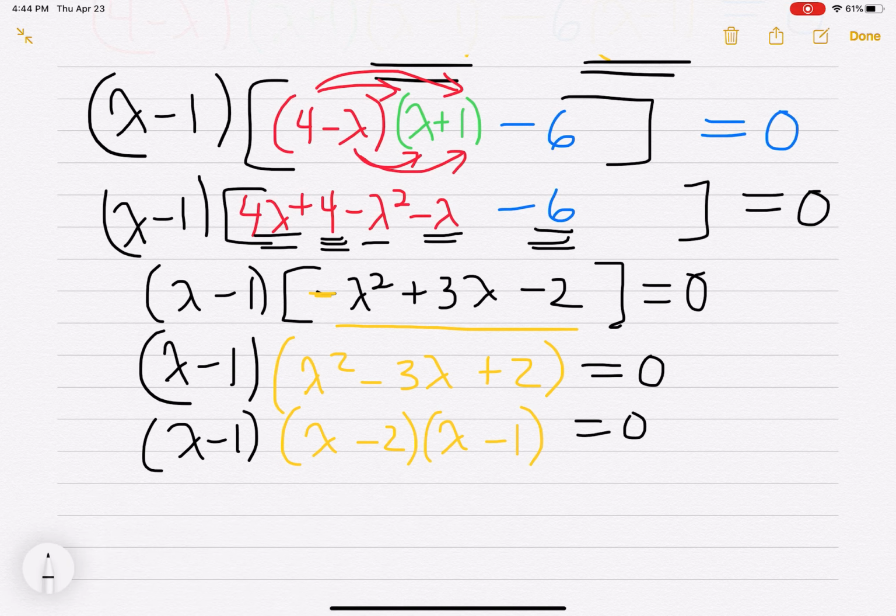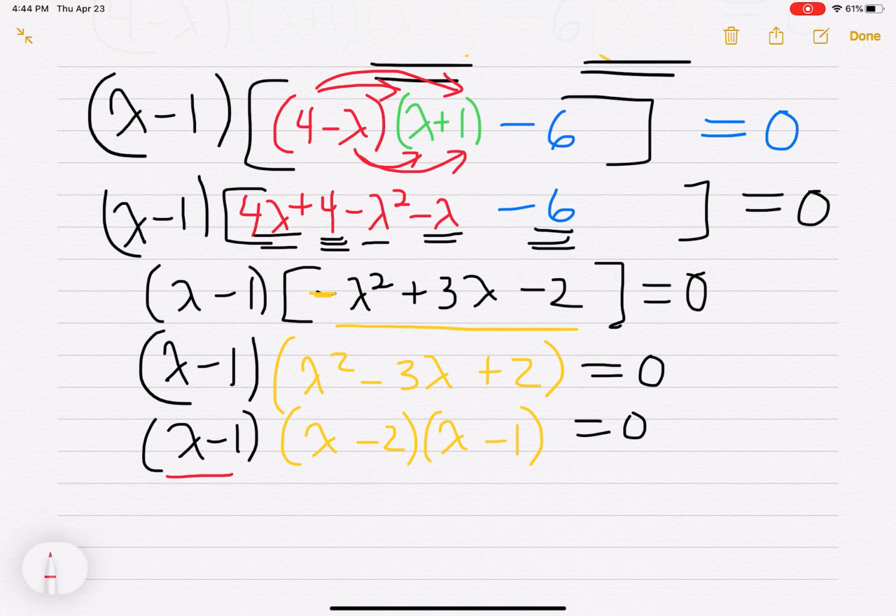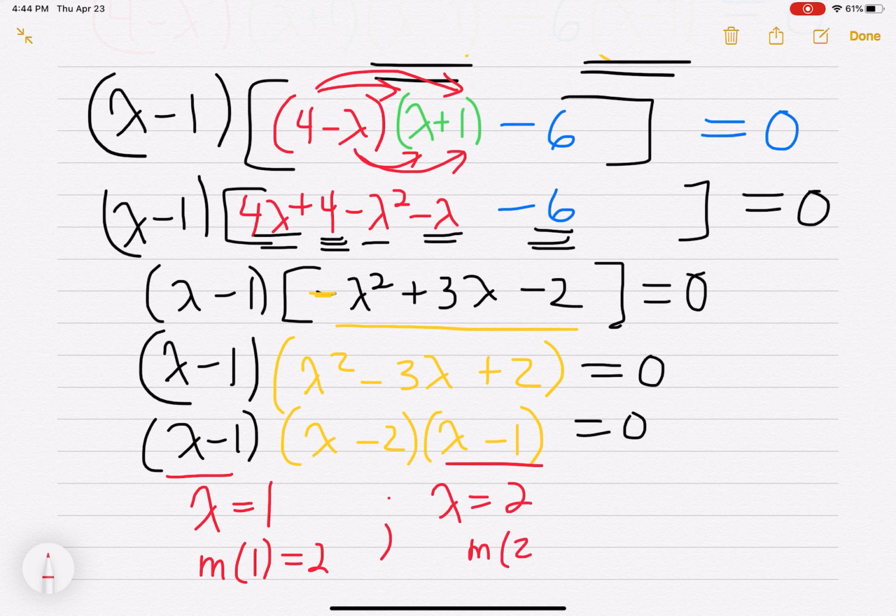So it looks like we get 2 eigenvalues, actually. We get lambda equals 1. This is going to have algebraic multiplicity of 2, right? Multiplicity of 1 is 2. And we're going to get what? Lambda equals 2. And that's going to have algebraic multiplicity of 1.